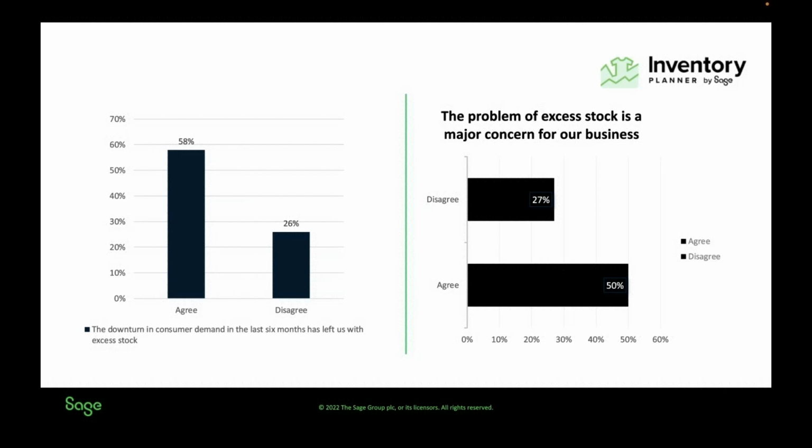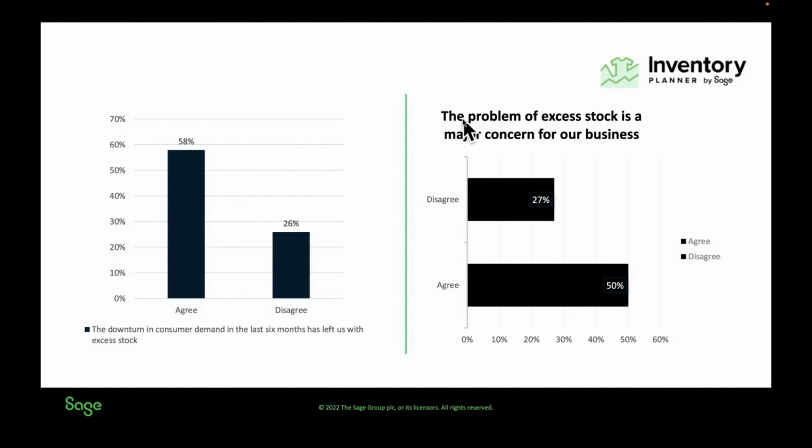And I just want to go over a few key results here to further get the point across. One thing we asked these retailers during the survey is: the downturn in consumer demand over the last 6 months, has it left you with excess stock? And nearly 60% of the retailers that we surveyed say yes, they do have excess stock.